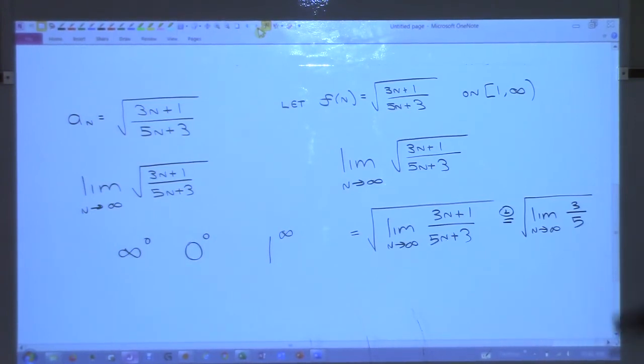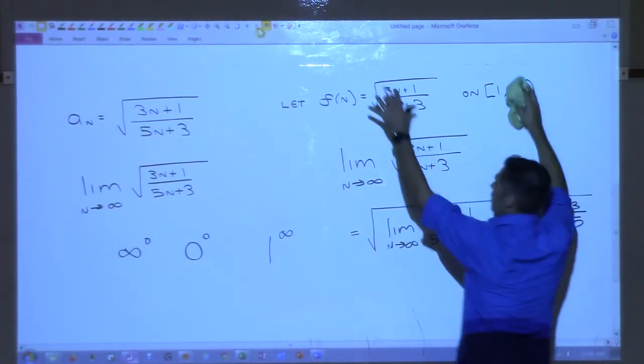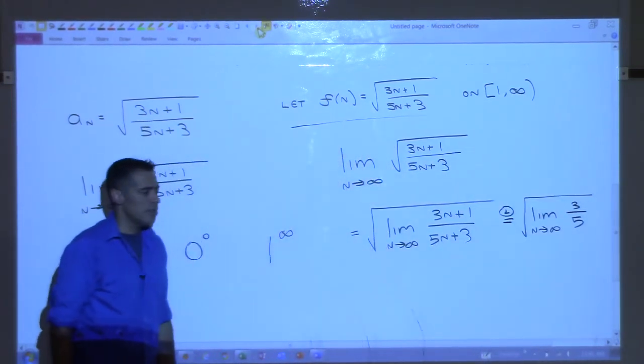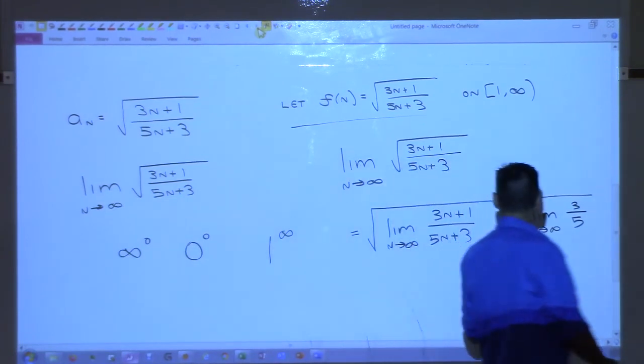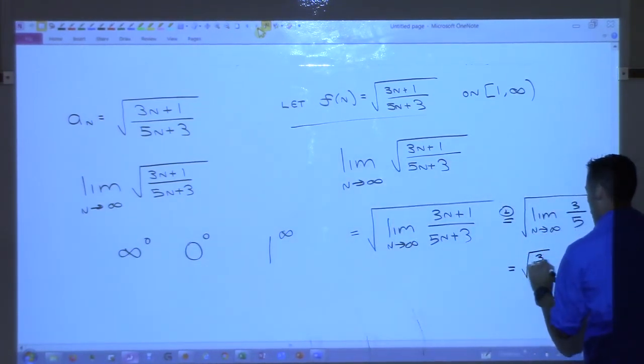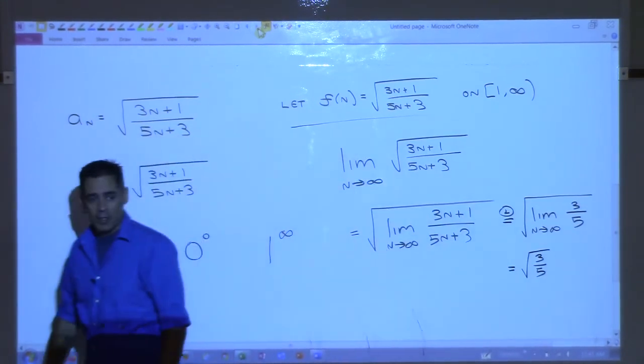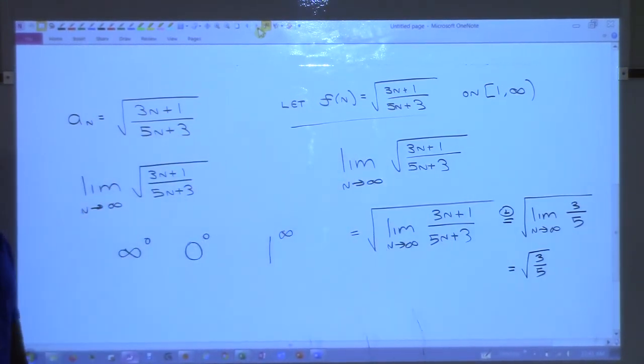Just out of curiosity, this whole deal is like f of n equals, right? Yep. Everything that I'm doing here is based upon this right here. All right. So our answer is just square root of 3/5. So the limit of that sequence is square root of 3/5.